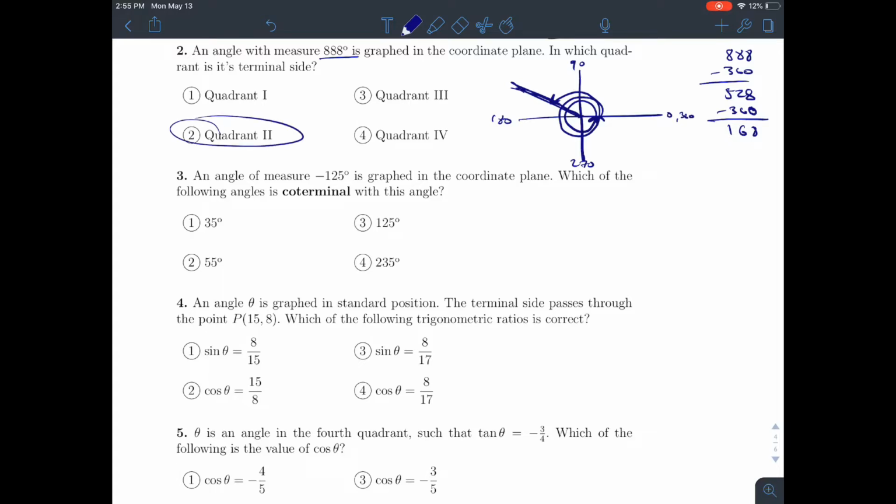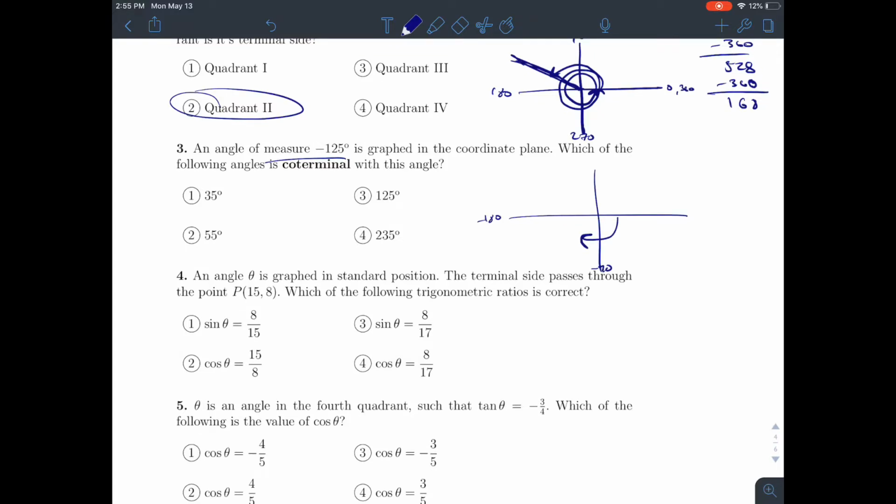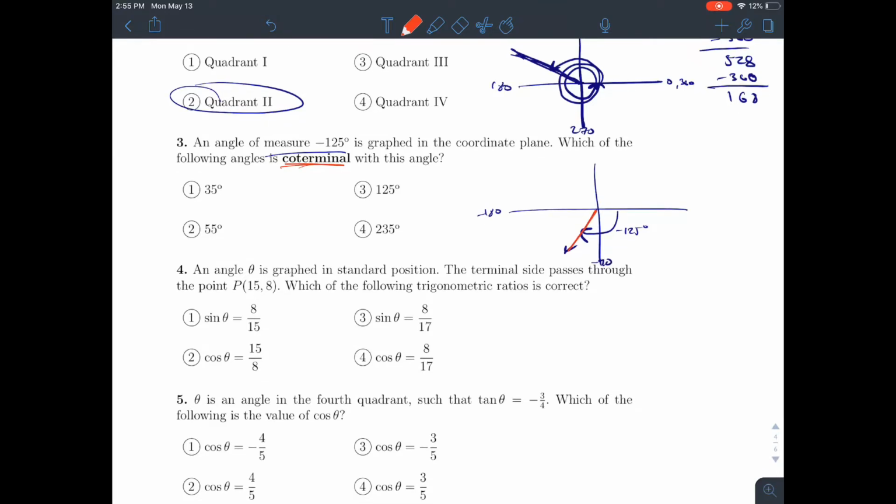All right, so an angle of measure negative 125 degrees is graphed in the coordinate plane. So negative 90 would be here, negative 180 is here, so this must be negative 125 degrees. Now a coterminal angle is one who has the same ending side. So we're looking for another angle that ends here. Since these are all positive, if we were to graph any positive angle in standard position, that would leave us with an angle looking something like this. So I'm really curious what this is.